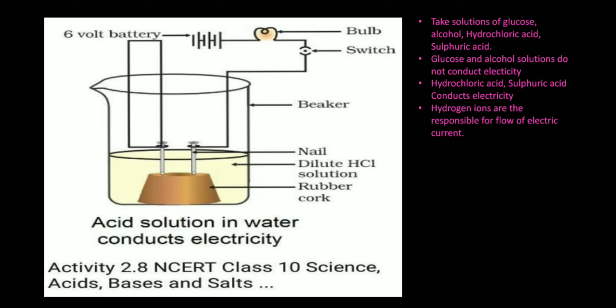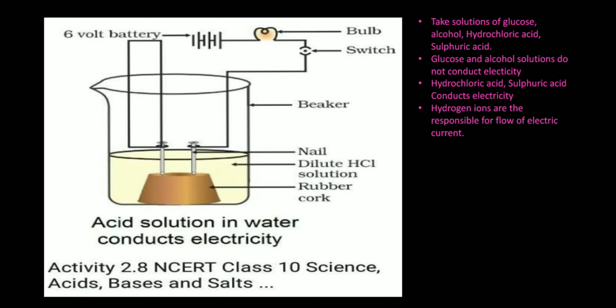Now, using all the apparatus, we make an arrangement as shown in the figure. Take a rubber cork and place 2 iron nails. One of these iron nails is connected to the negative terminal of the battery, and the other is connected to the switch key. The switch key is then connected to the bulb, which is connected to the positive terminal of the battery. This completes the circuit diagram and the apparatus arrangement.